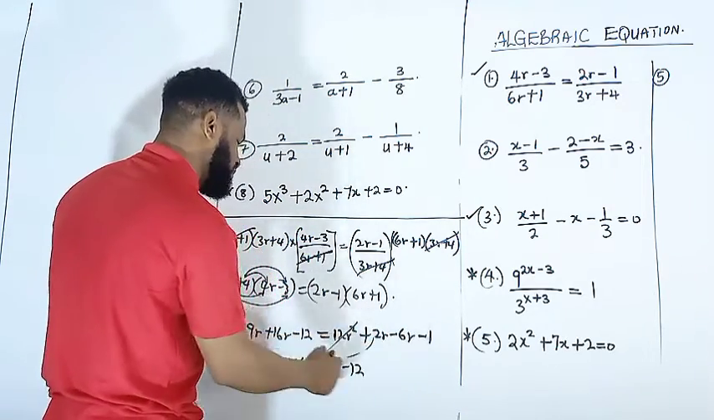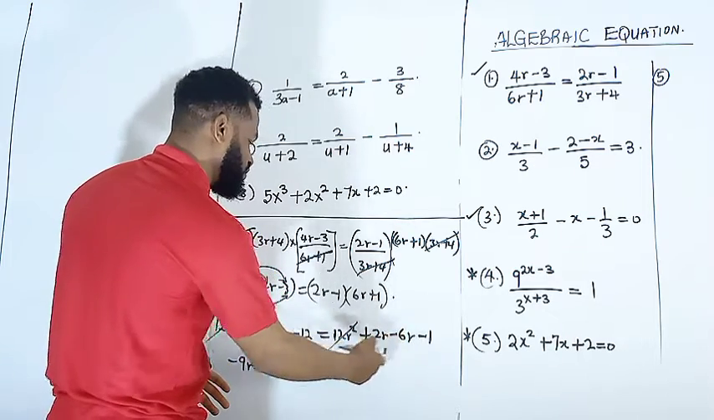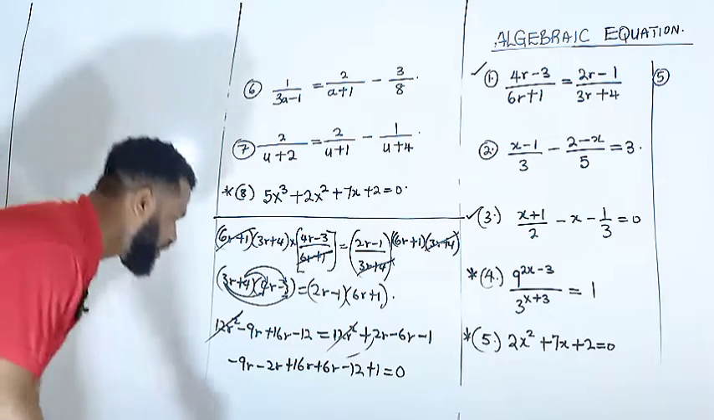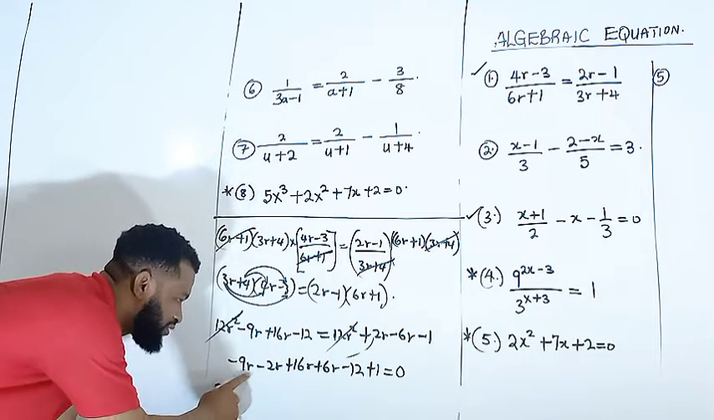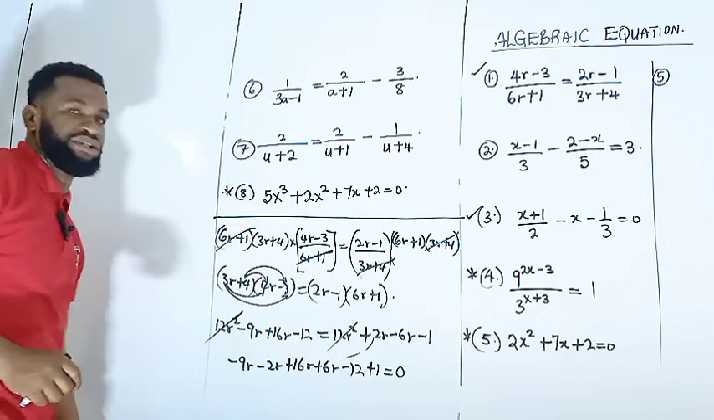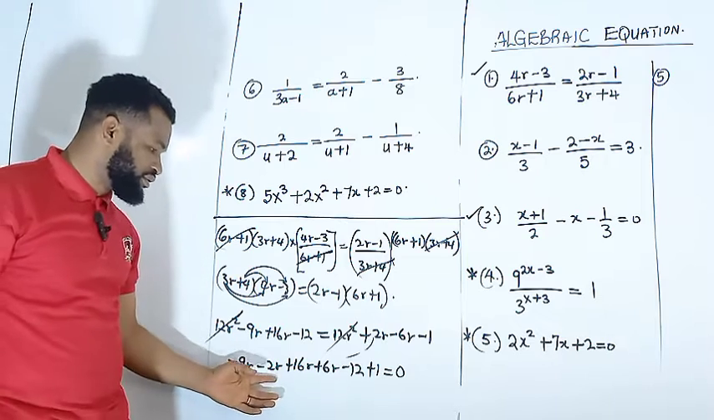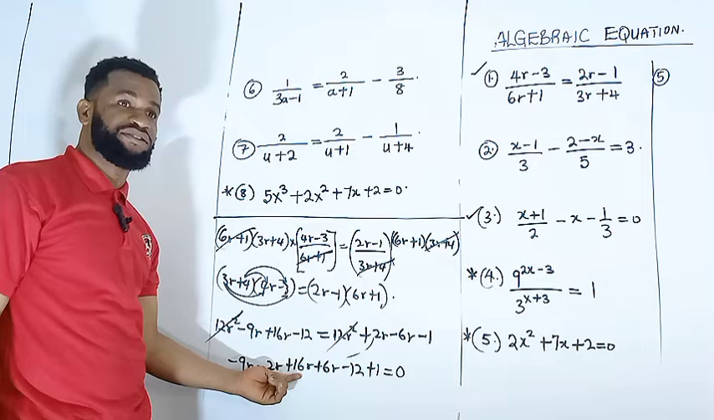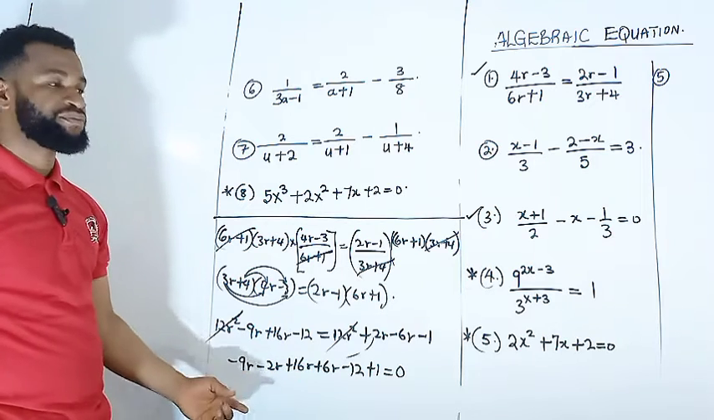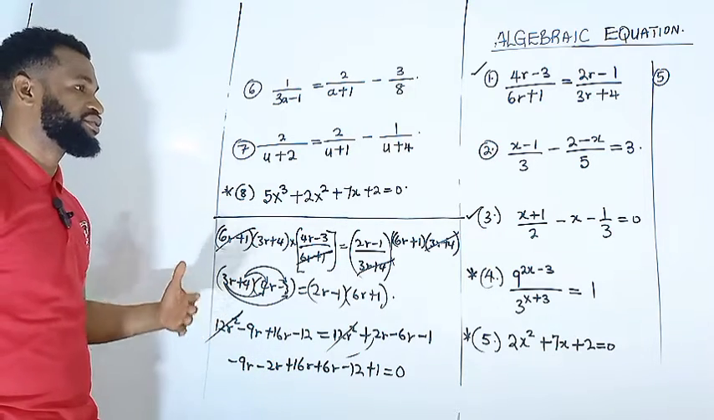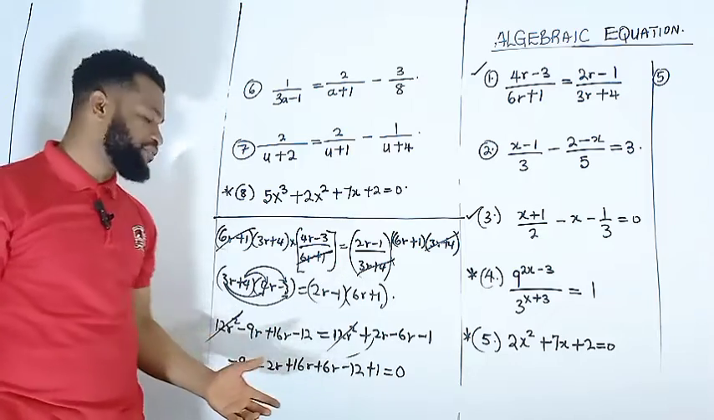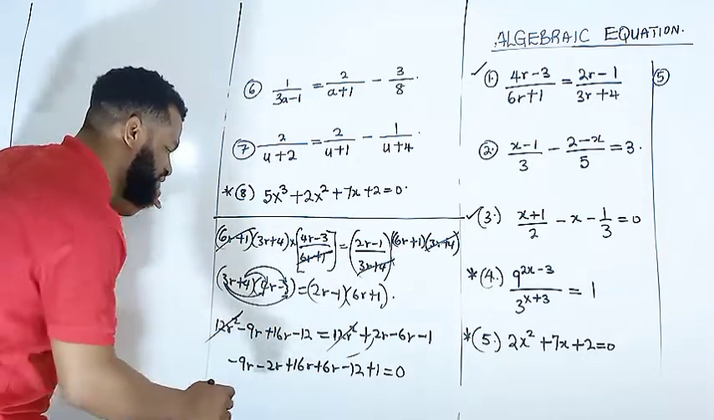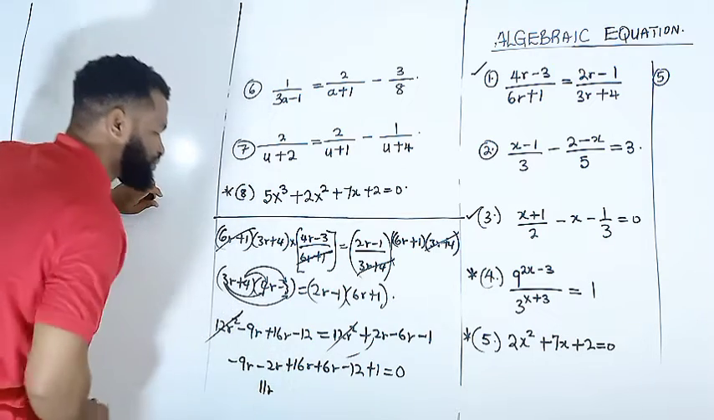This minus 12 will come in here, and this minus 1 will come here and become plus 1. Everything is equal to 0. So I'll have this 9r minus 2r is 11r. Minus 11r plus 16r. 16 minus 11 is going to be 5r. So 5r plus 6r is going to be 11r.